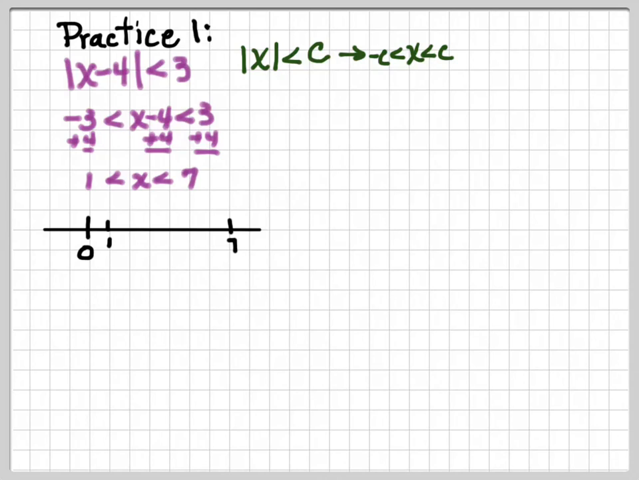which means if I graph it, I'm going to have parentheses at the 1 and at the 7 because it's not included, and x is going to be lying between. So I'm going to have the two numbers connected in the center.